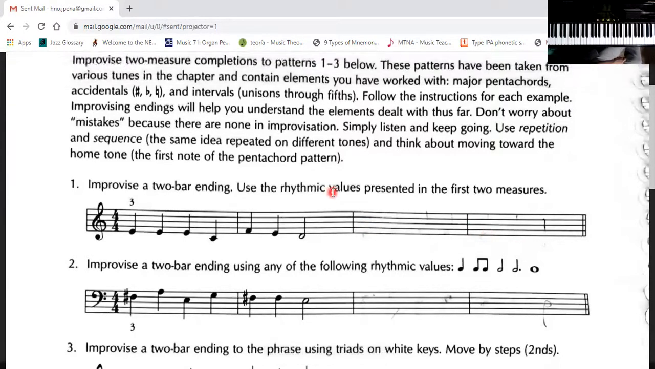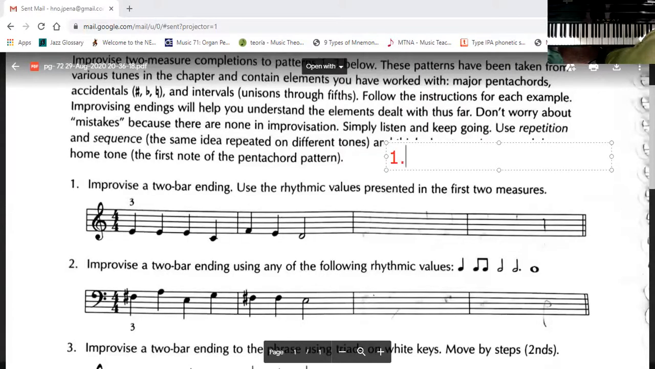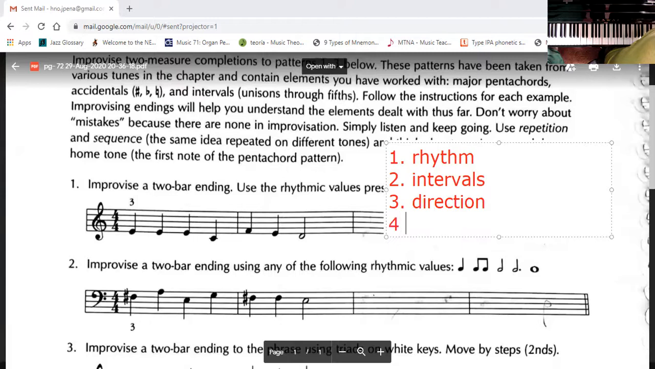Alrighty then. Now, for the last example or technique, I'm going to go ahead and write out those elements that we talked about. So the first one was the rhythm. 2 was intervals. 3 was direction. And then 4 was diatonic, which means it's in the key.